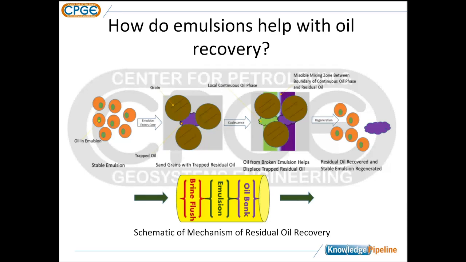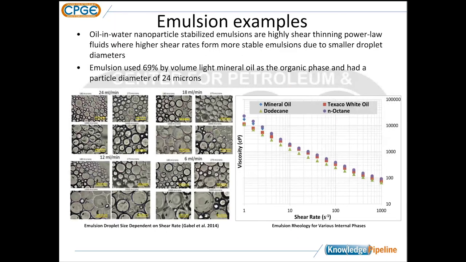What happens then is that the emulsion coalesces, and you'll have an oil phase composed of the oil that was originally in the emulsion. And this produces a miscible mixing zone between the oil phase that coalesced from the emulsion and the residual oil, which helps push out that residual oil, after which you'll have regeneration of the emulsion. And this can be a very good way of recovering residual oil.